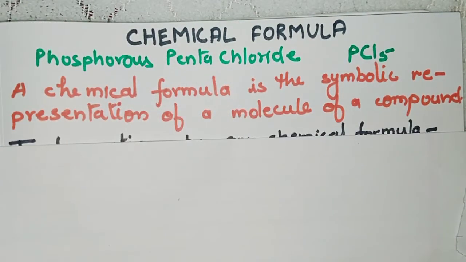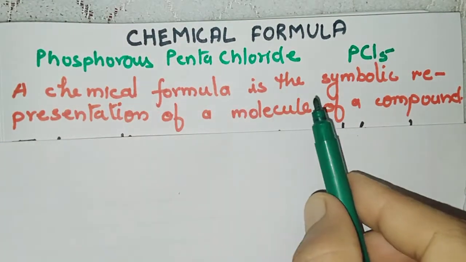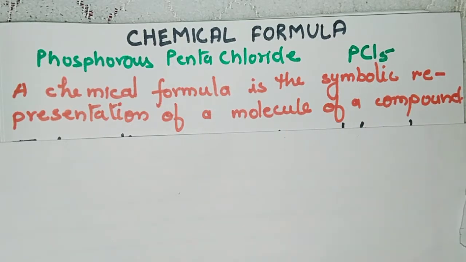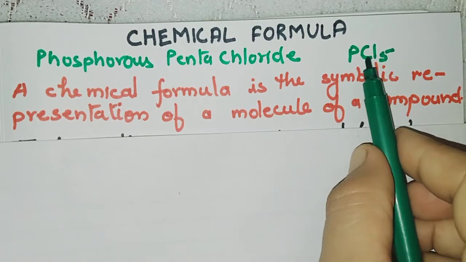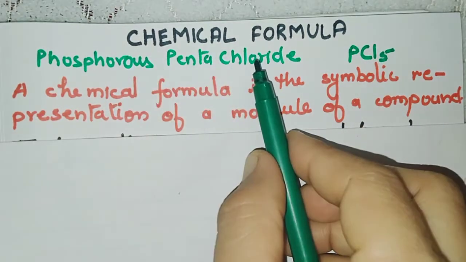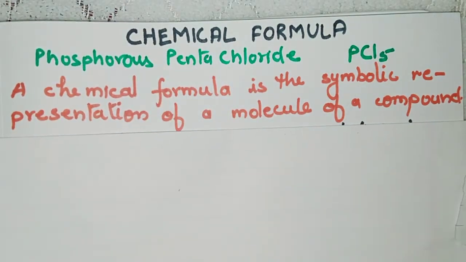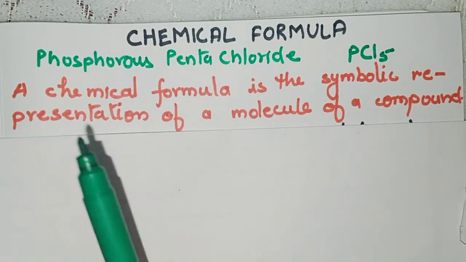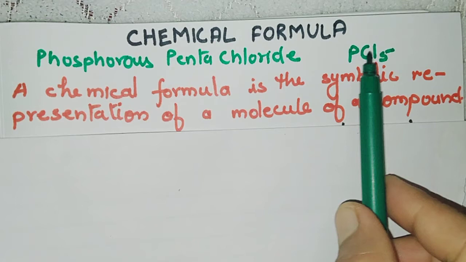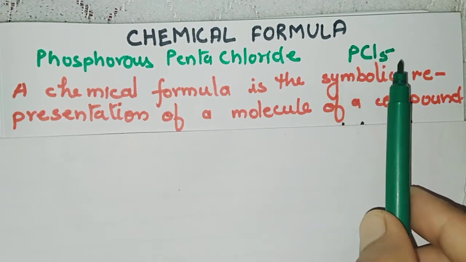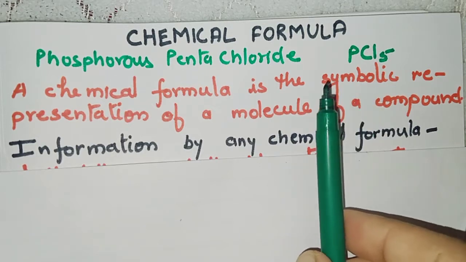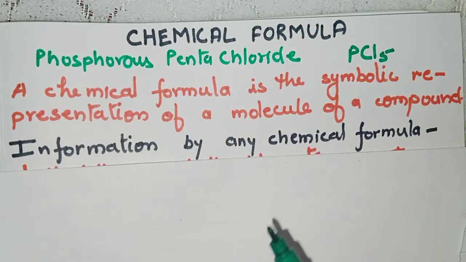So now, a chemical formula is the symbolic representation of a molecule. It is symbolic. So this is a symbol for phosphorus pentachloride. If we are writing any equation, for phosphorus pentachloride we will write PCl5, which is more easy to write. Now what information are we getting from a chemical formula?